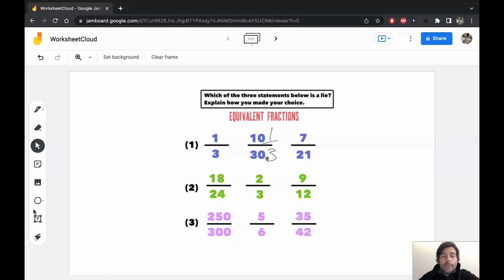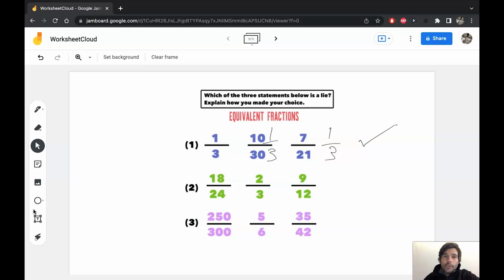Now if I look at 7 over 21, if I know my 7 times table, I know that 7 goes into 7 once, and it goes into 21 3 times. So there we can see all three fractions have the value of 1/3 when simplified. So statement number 1 is true.